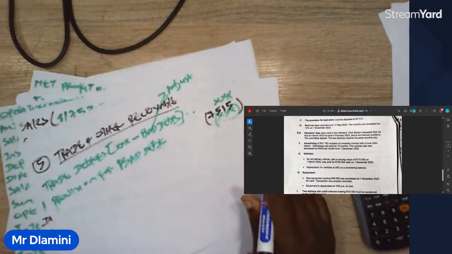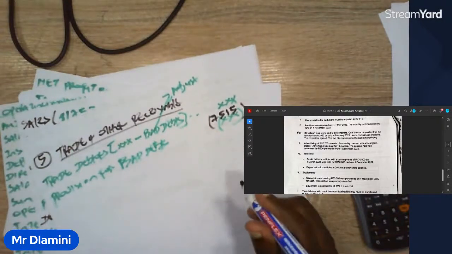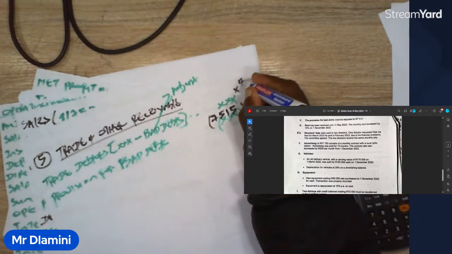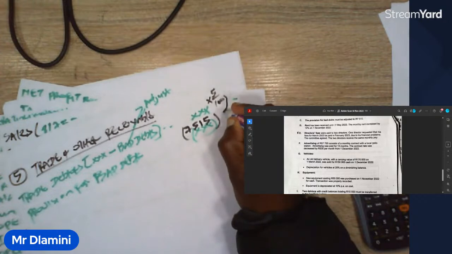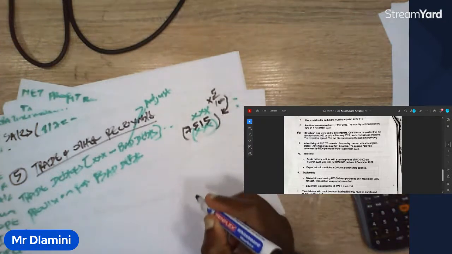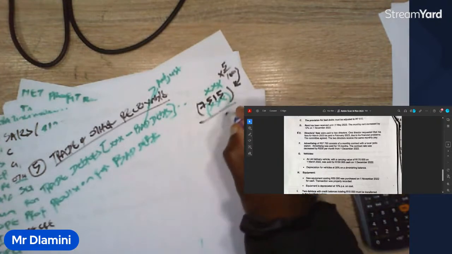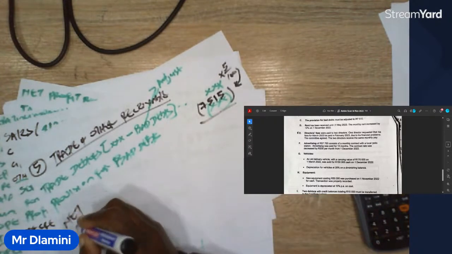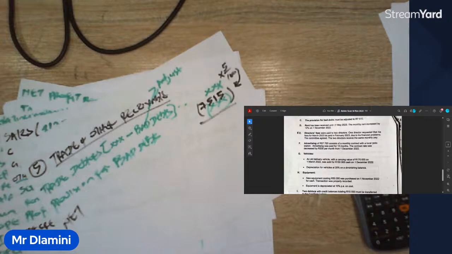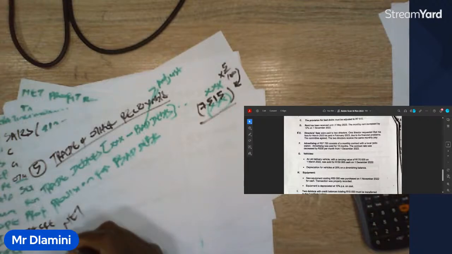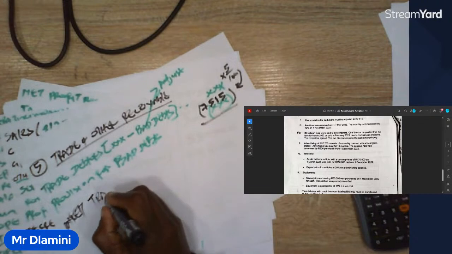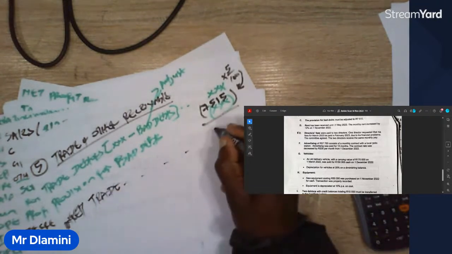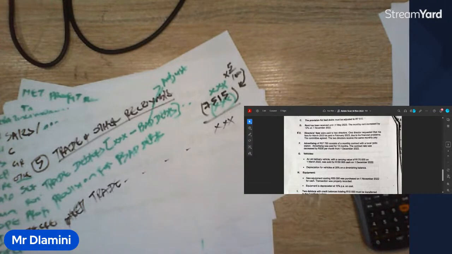But if you are given a percentage, it can be maybe 3%, 5%, you times it here, times by 5%. So this figure must come here. Then from here, you get a net trade. You get a net trade here.